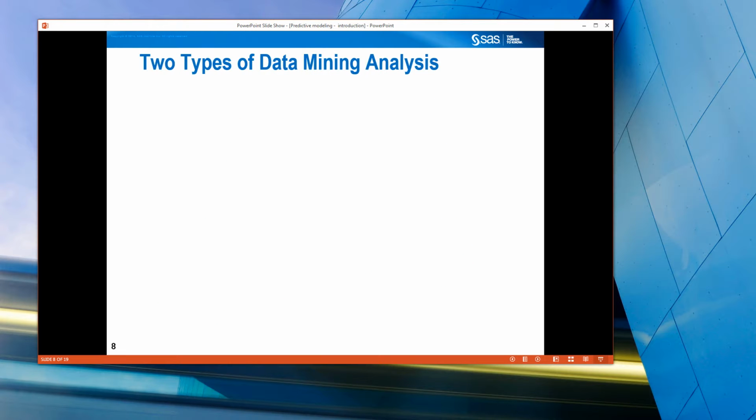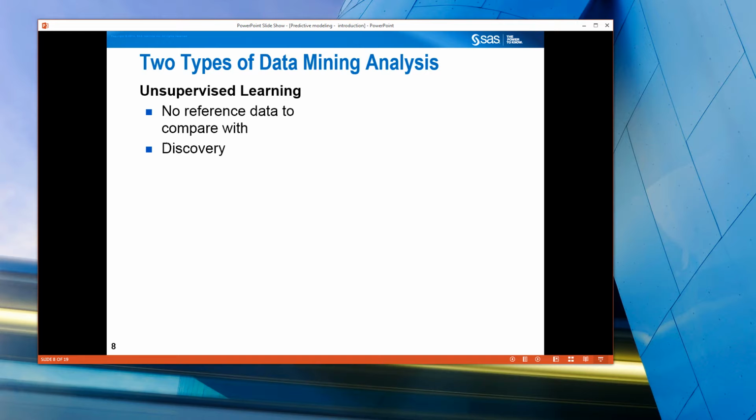All right, now there are two types of data mining analysis that this course will focus on. One is called unsupervised learning, and in unsupervised learning there is no reference data to compare with. So you basically have a whole bunch of data, and you want to try and discover clusters or patterns in the data. One technique is cluster analysis, where you try to classify existing data into different clusters. Another technique is called association rules, where we try to find out what goes with what.